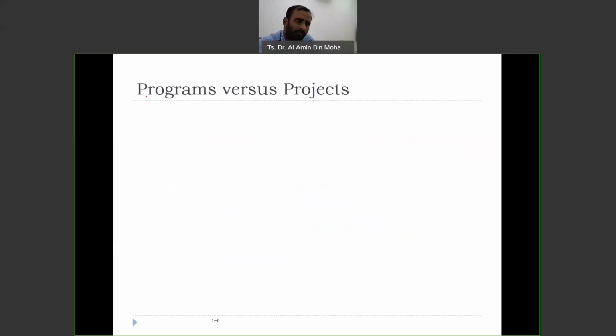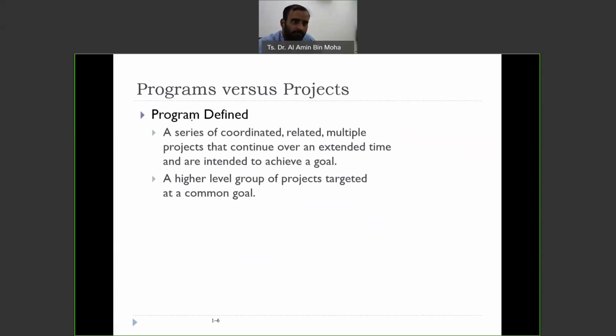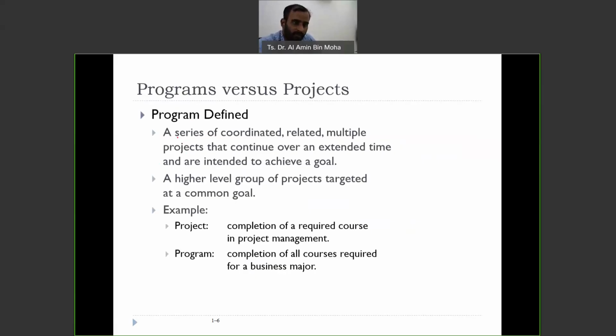So what's the difference between programs and projects? Here we are going to start by differentiating and understanding the concept of a project. So what is a program? A series of coordinated, related, multiple projects that continue over an extended time and are intended to achieve a goal. So a program is multiple projects. So it's more than one project.